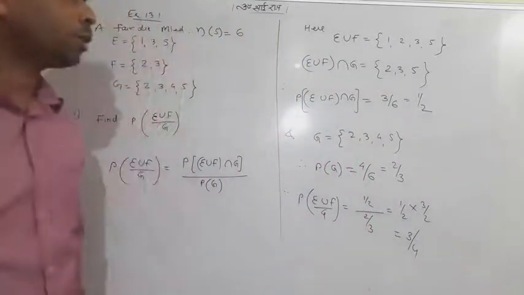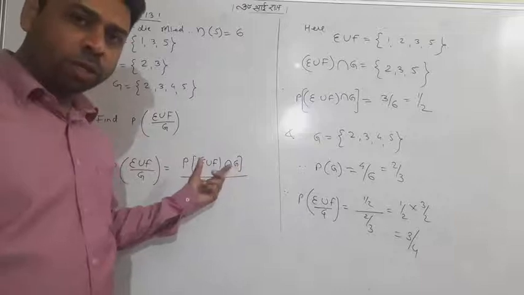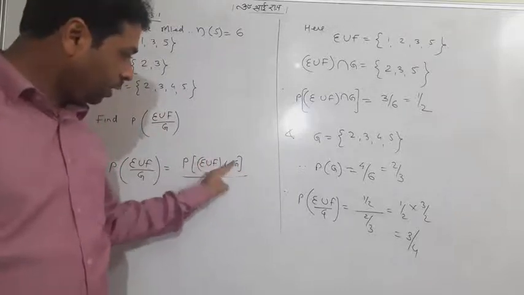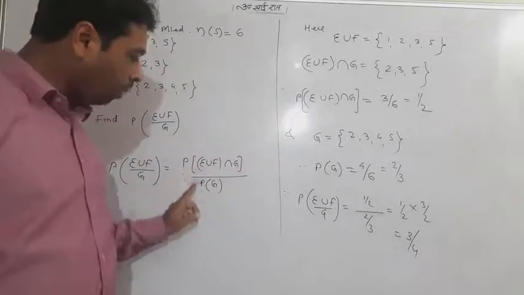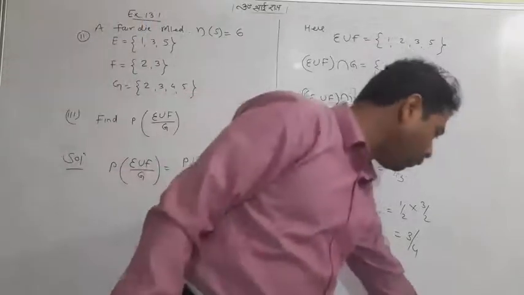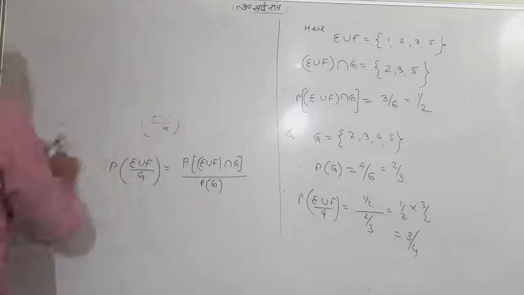So this is not a tough way. Whatever formula we have normally used in the earlier examples, use the same. Find this event as a set, find the probability, find the probability of G, divide and get the answer. So this was the simple way. Okay, let me rub this out and I'll move on to the second one now.